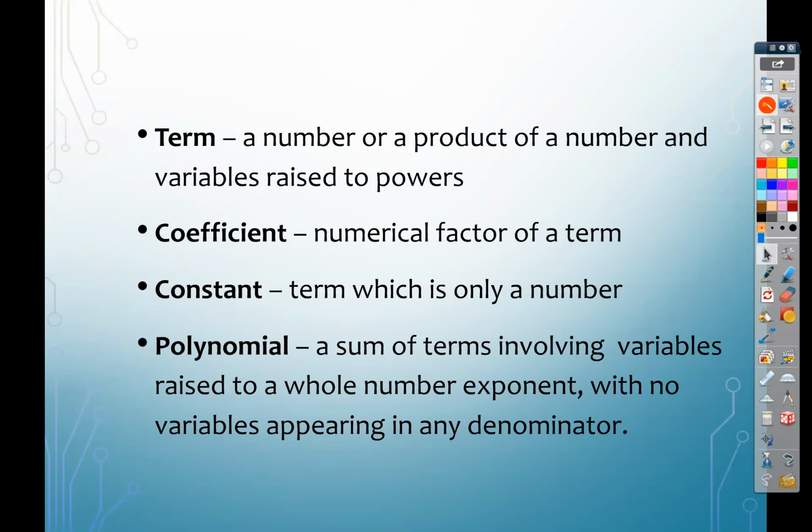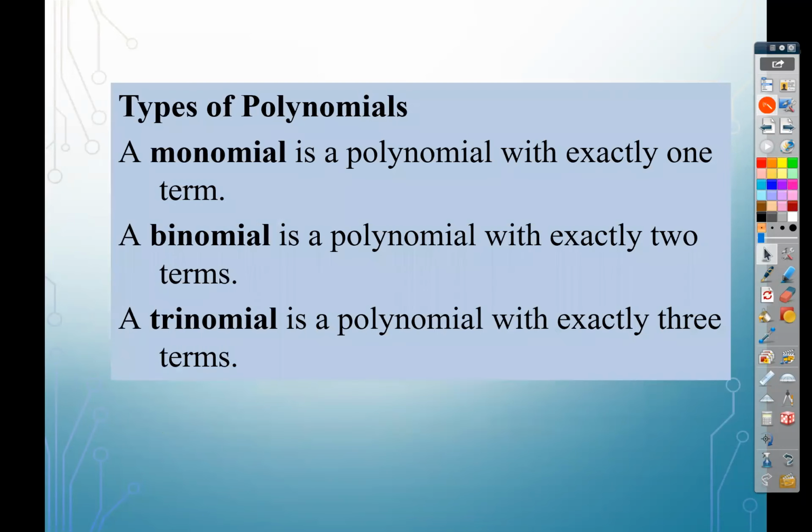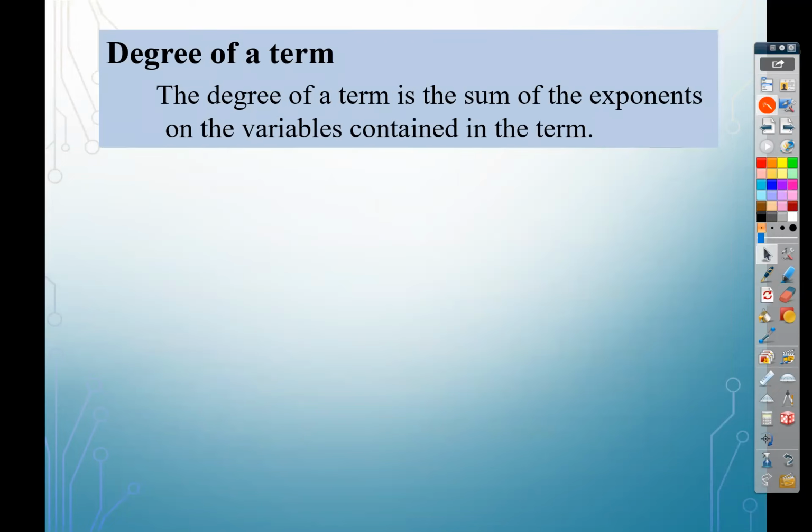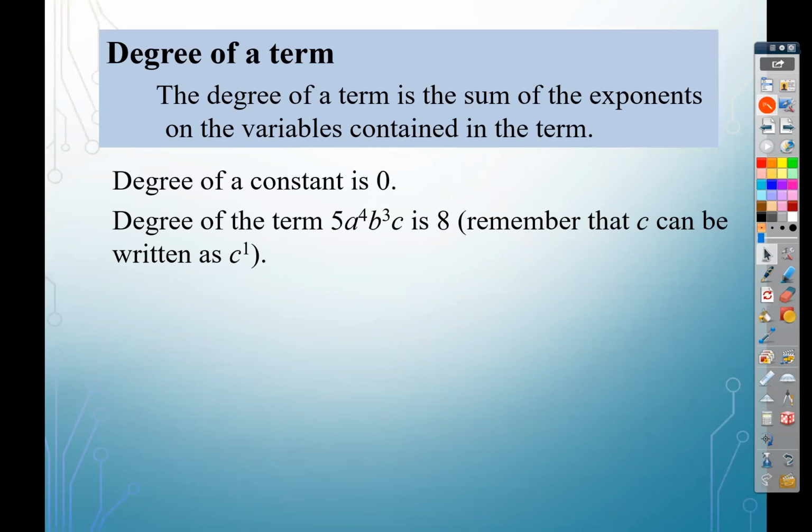A polynomial is the sum of terms involving variables raised to whole number exponents with no variables appearing in any denominator. No variables can appear in a denominator in a polynomial. So the three types of polynomials, there are many more: a monomial has one term, a binomial has two, and a trinomial has three. The degree of a term is the sum of the exponents on the variables contained in the term. And I'll show you what I mean in a second.